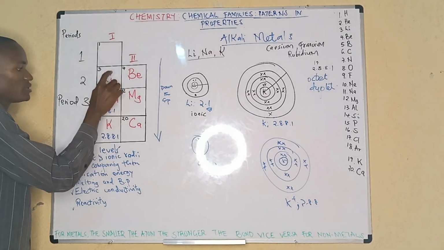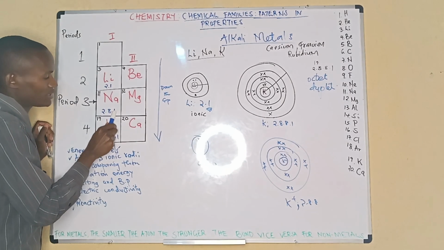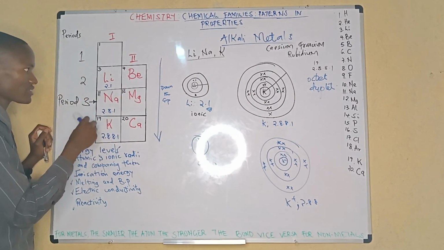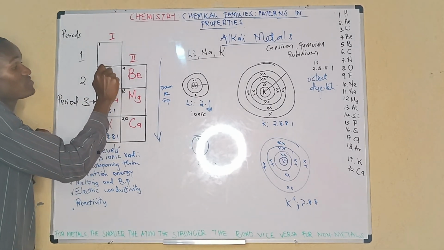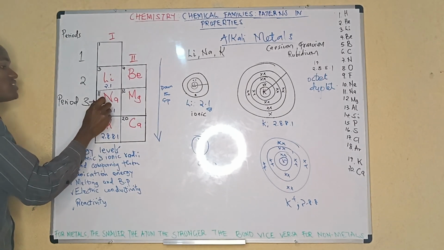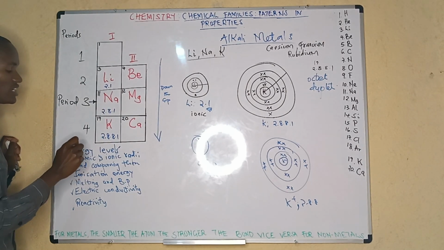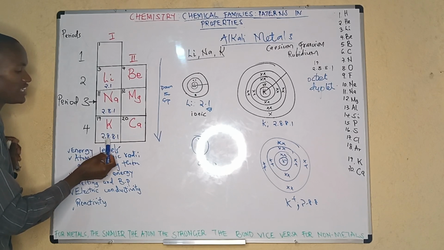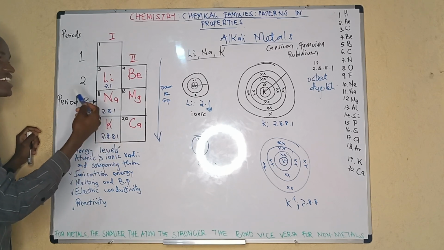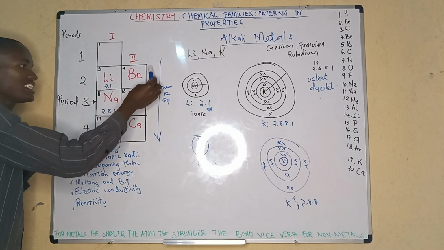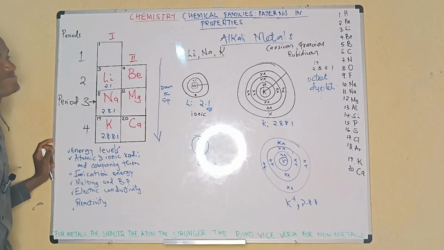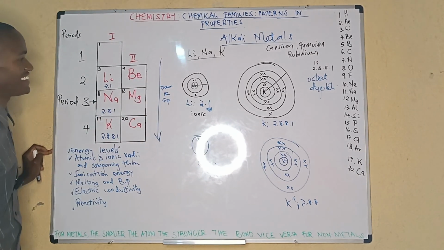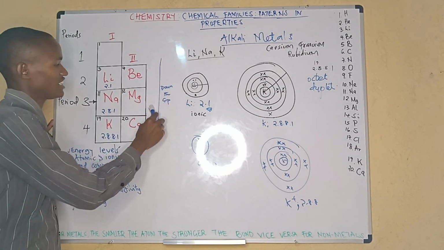It lost this one to remain with 2. It lost this one to remain with 8. That means the ion of this will have one energy level. The ion of this will have 2 energy levels. The ion of this, if it loses one, it will have 3 energy levels. That means the ionic radius is increasing down the group. Yes, the ionic radius is increasing down the group.